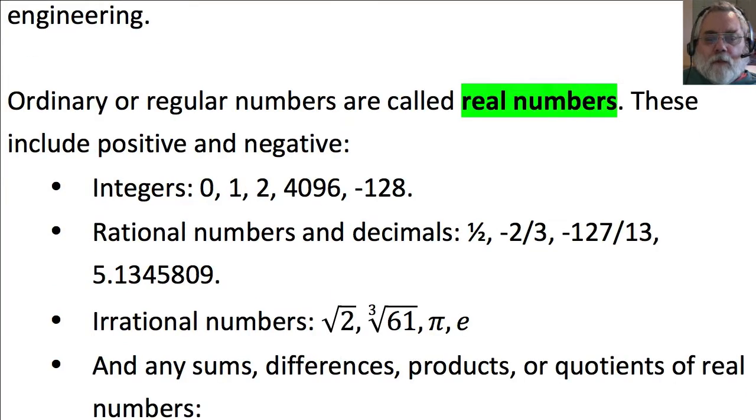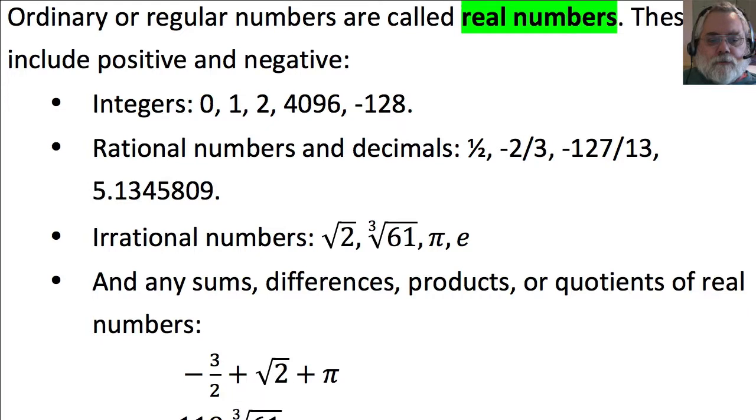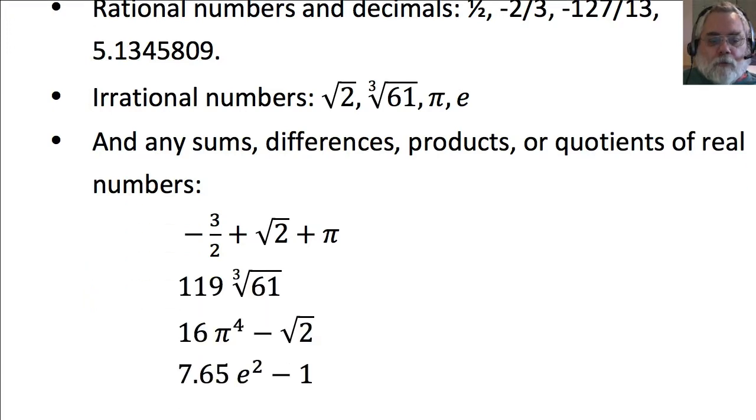Ordinary or regular numbers that we use every day are called real numbers. These include positive and negative integers, whole numbers, rational numbers, decimals, irrational numbers, square root of 2, cube root of 61, pi, e, and any sums, differences, products, or quotients of real numbers. Those are all real numbers.